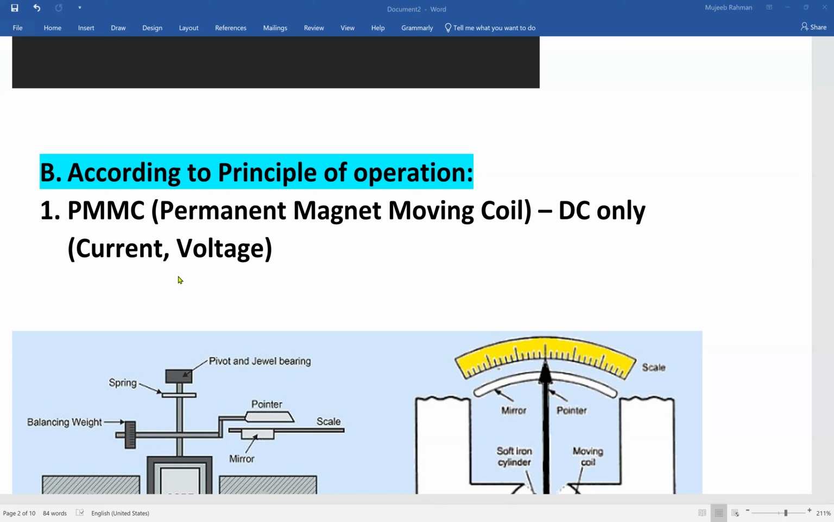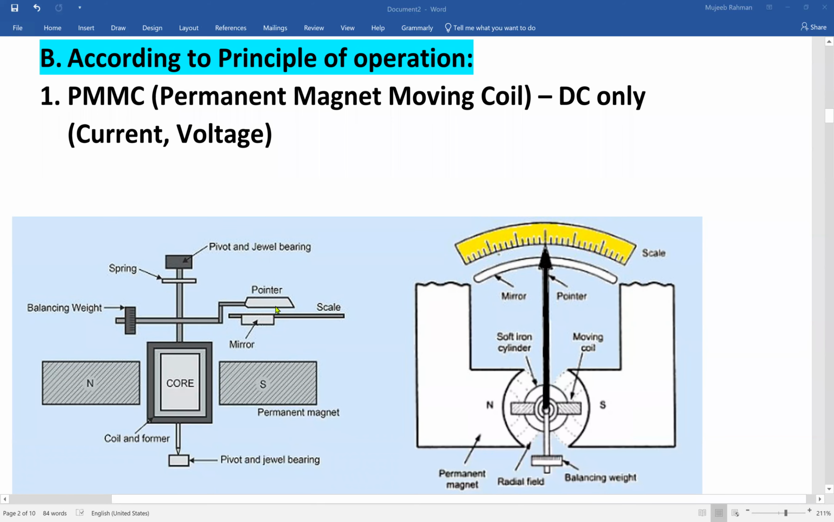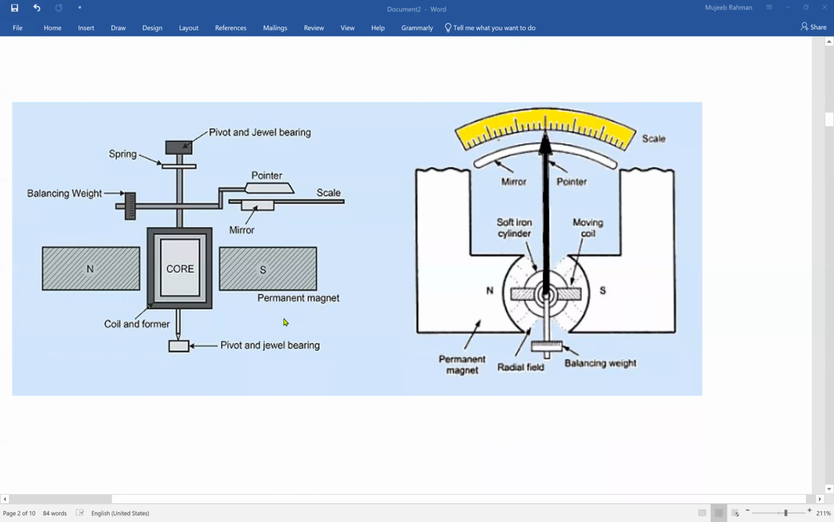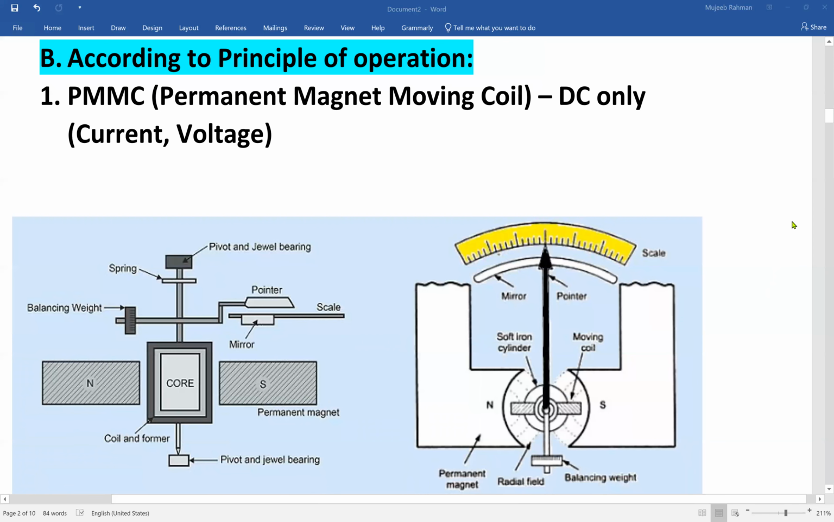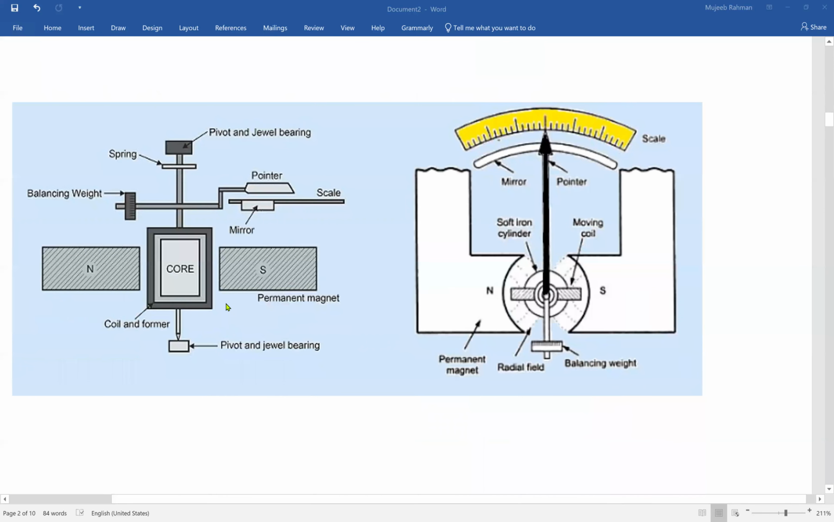This type of instrument is used for current and voltage measurement. A similar instrument is also found in galvanometers, which measure a small amount of current in the circuit. Now, the construction of a PMMC instrument: as mentioned, there are two poles, north pole and south pole, available in the form of a U shape, as you can see here.